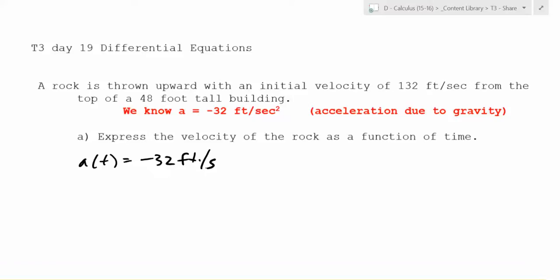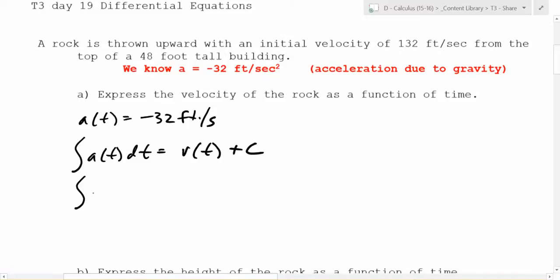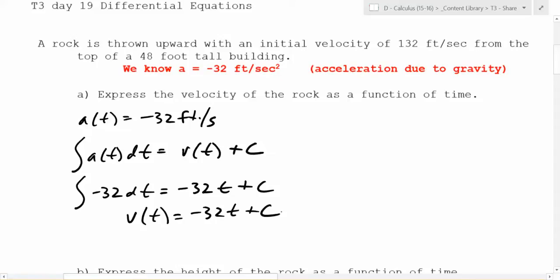Okay, if that's acceleration, how do you get velocity from acceleration? What do you do to acceleration to get velocity? You integrate, because the rate of change of velocity is acceleration, so the integral of acceleration is velocity. So you know that the integral of acceleration dt is equal to the velocity plus c. Well, in this case, we have an acceleration of negative 32, so the integral of negative 32 dt. What is the integral of negative 32 in terms of t? Negative 32t plus c. So we now know that v of t is negative 32t plus what? c. So that is almost done.